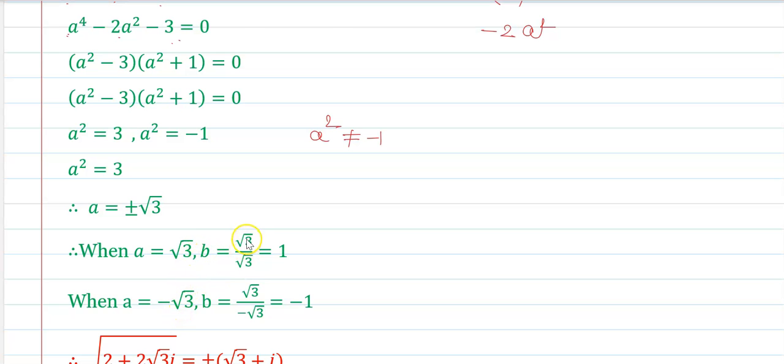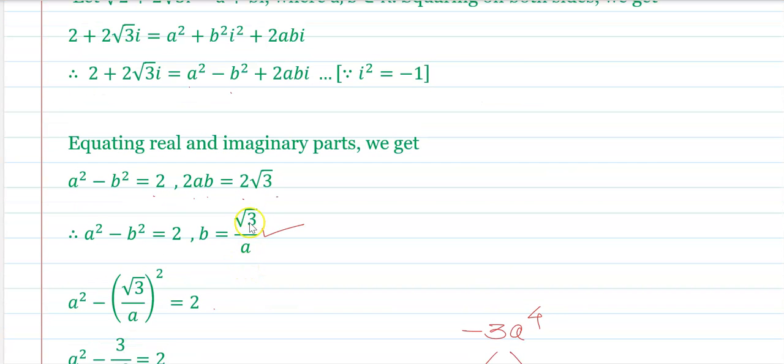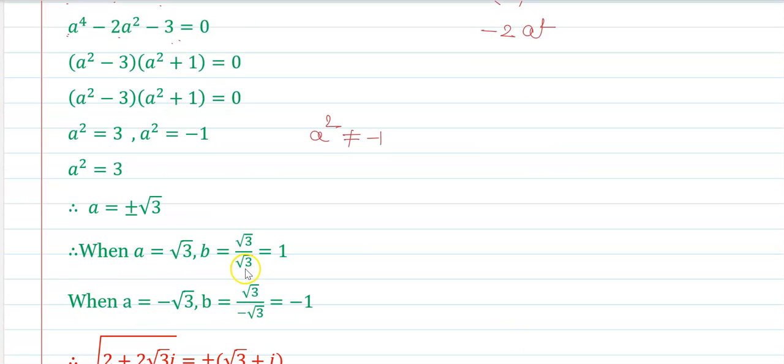But what is the b? b is equal to root 3 upon a. Okay, we have the value of the b. b is equal to root 3 upon a. Substitute the value of this a, root 3. Root 3 gets cancelled. You are getting 1. b is equal to root 3 upon minus root 3. You are getting minus 1.